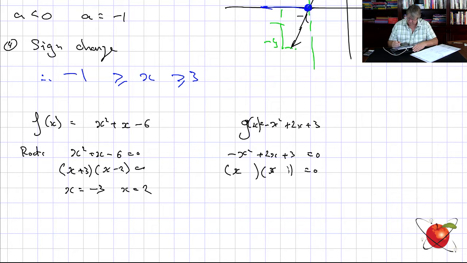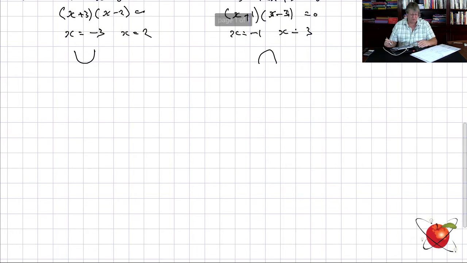So it's going to be x equals minus 1 and x equals 3, right? So those are our roots, and this graph is a positive graph and this graph is a negative graph. Now we have to draw or sketch the graphs on the same axes, all right?